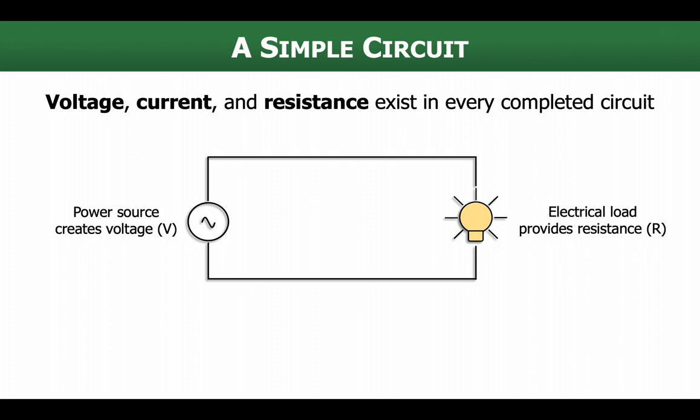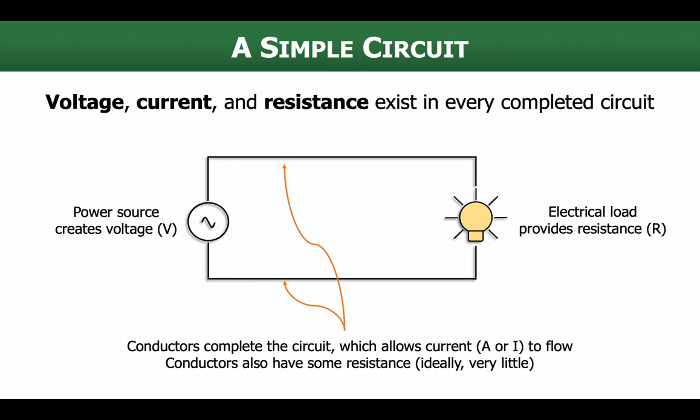All circuits are going to have voltage, current, and resistance in them. The power source is the voltage. The wires or conductors that complete the circuit allow the current to flow from the power source to the load. And then the resistance of the load is what causes work to happen. The light bulb lights up because of the resistance. And then we have the return conductors back to the power source themselves.